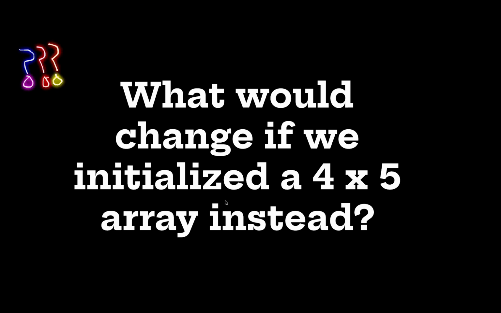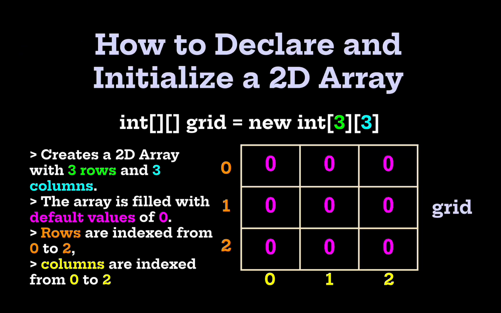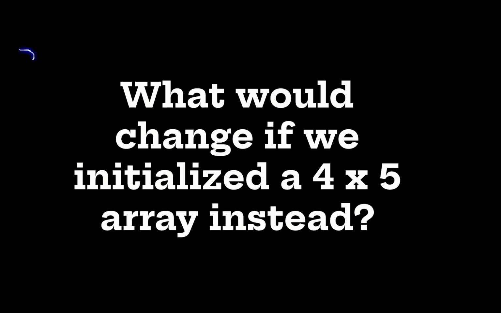Now, this is a question I want to ask you. What would change if we initialized a 4x5 array instead? What would change? And I'll leave you again with that question. But is it all the time we have to do something like this? Do we always have to do int grid equal to new int 3? So say we already know what the values in this array are.